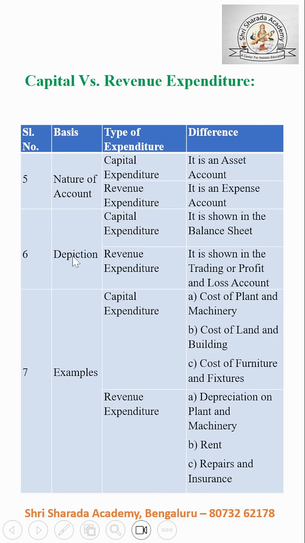Depiction means presentation. Capital expenditure is normally shown in the balance sheet, whereas revenue expenditures are shown in the trading or profit and loss account. Examples for capital expenditure: cost of plant and machinery, cost of land and building, cost of furniture, etc. Revenue expenditure: depreciation, rent, repairs, and insurance.